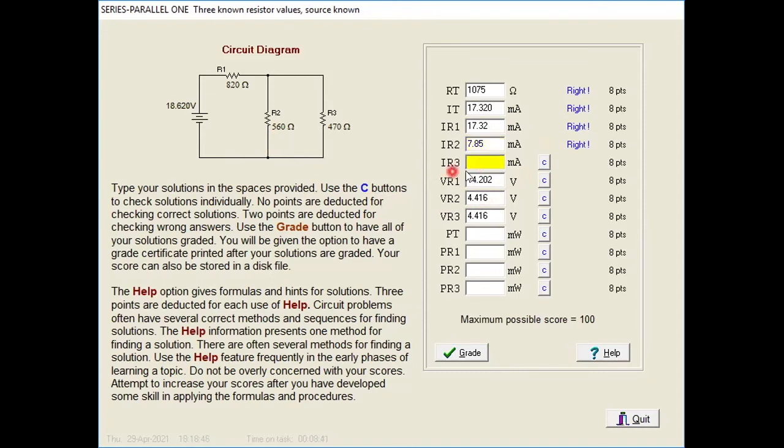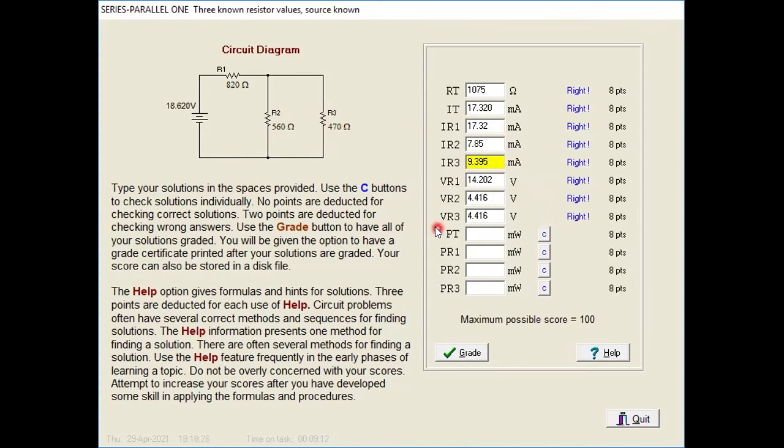Let's check IR3. So that would be VR3 divided by R3. So 4.416, we're going to divide that by the value of R3, which is 470 ohms. And that's going to give me 9.395 milliamps. Now, if you remember earlier, I said that the sum of the currents in each parallel should add up to I total. Well, it looks like it does. Let's check our work so far, and it looks like everything is right.